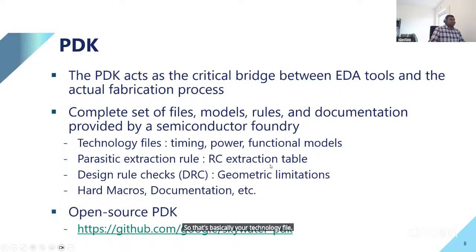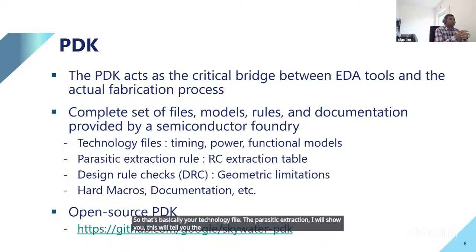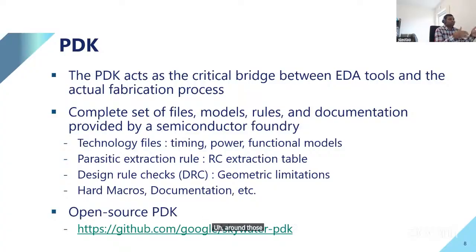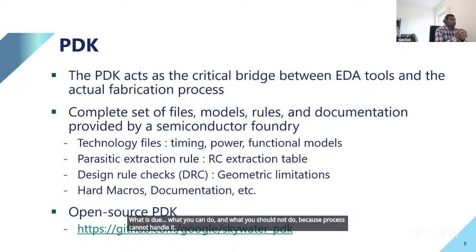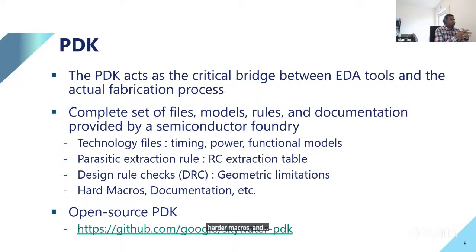The parasitic extraction, I will show you. This will tell you the parasitics around those inputs and outputs in the AND gate. I will show you with the example of the inverter. Design rule checks are basically geometric limitations: what you can do and what you should not do, because the process cannot handle it. Then hard macros and documentation.